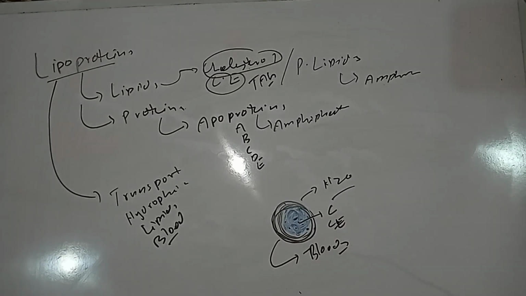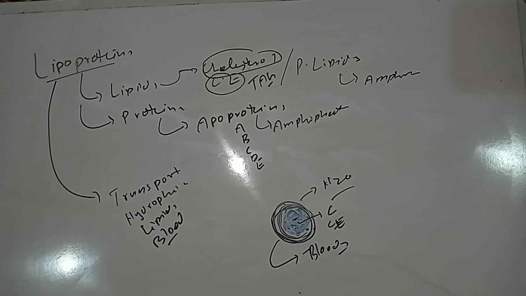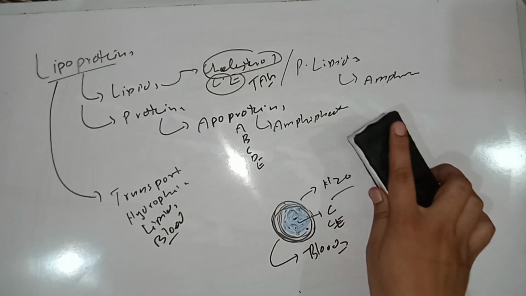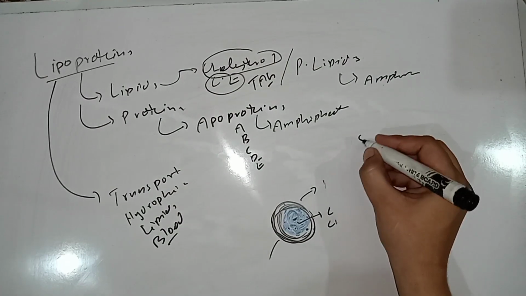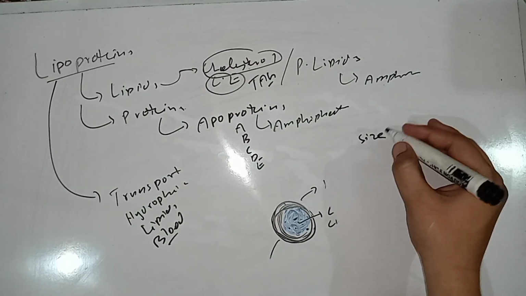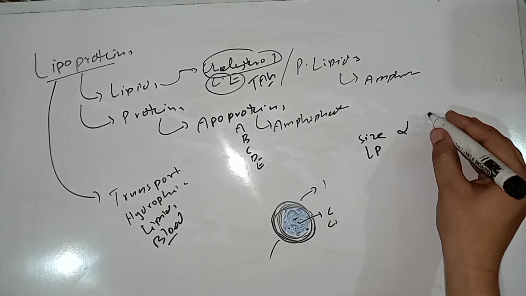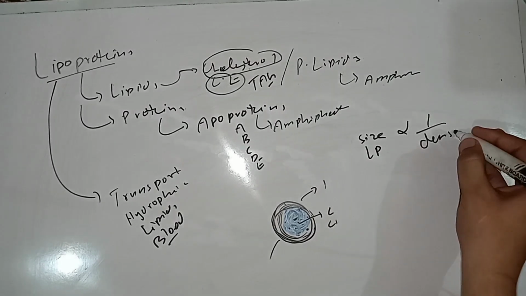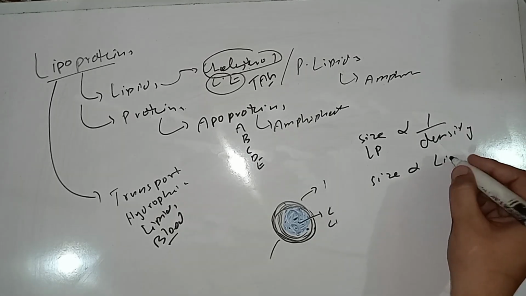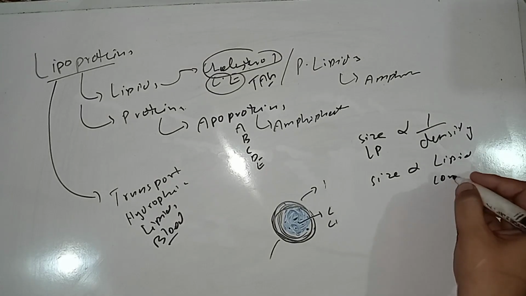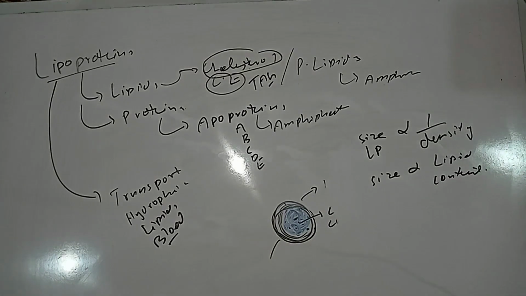Depending upon their size, a general thing you should remember here is that the size of a lipoprotein is inversely proportional to its density. Greater is the size, lesser is the density, and size is directly proportional to lipid content. So greater is its lipid content, greater is its size.